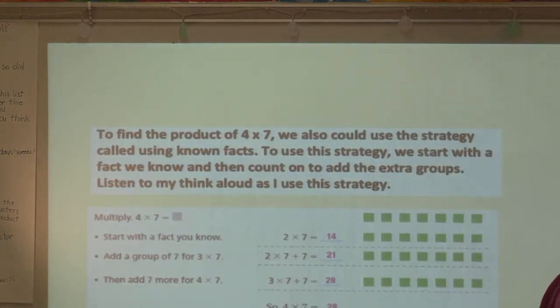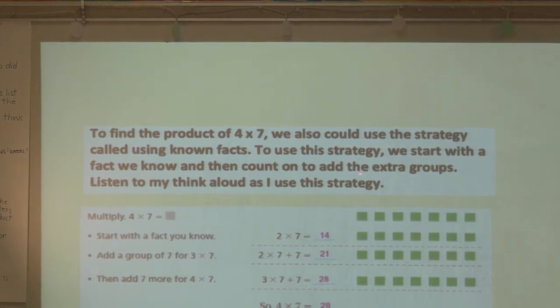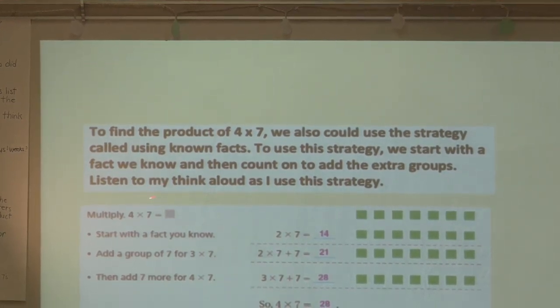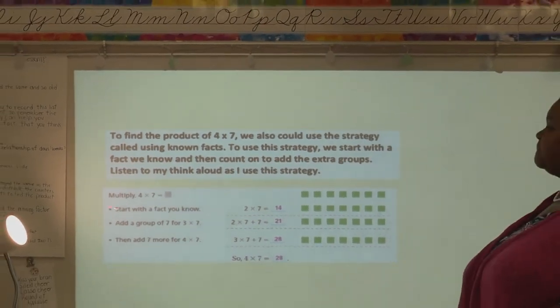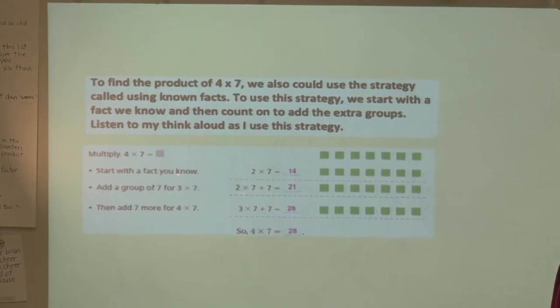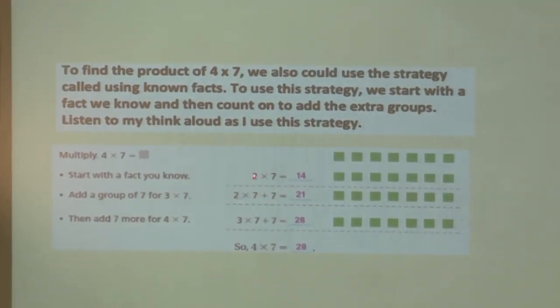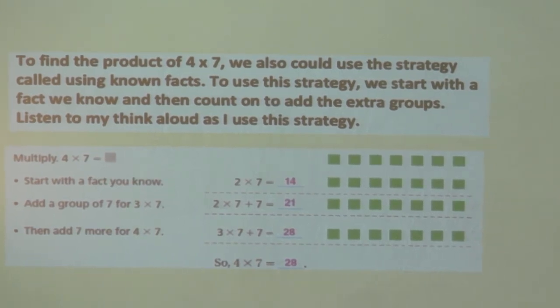To find the product of 4 times 7, we could also use the strategy called using known facts. To use this strategy, we start with the fact we know and then count on to add the extra groups. Listen to my think aloud as I use this strategy, and I have it up here. Multiply 4 times 7. Start with the fact you know. Well, I know my 2s. I know 2 times 7 equals 14.